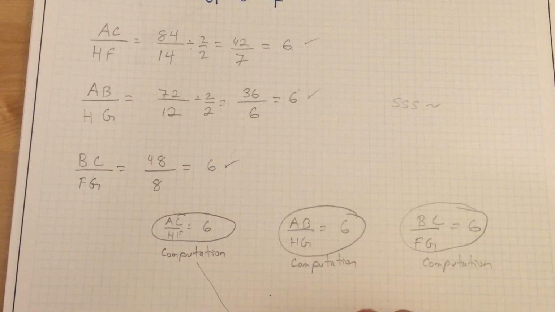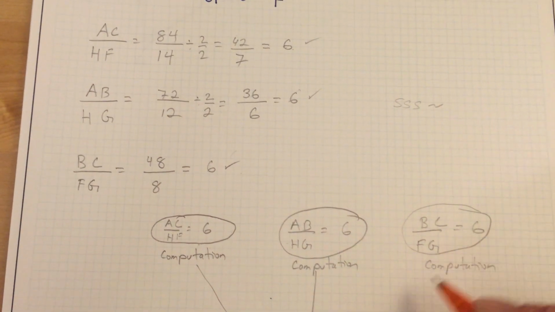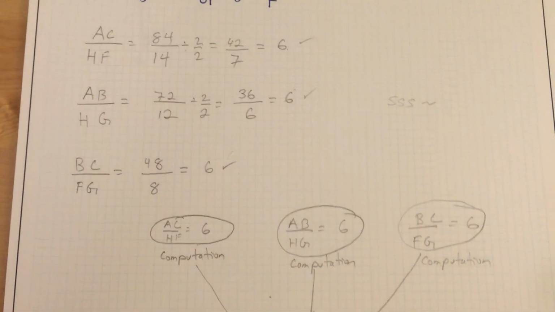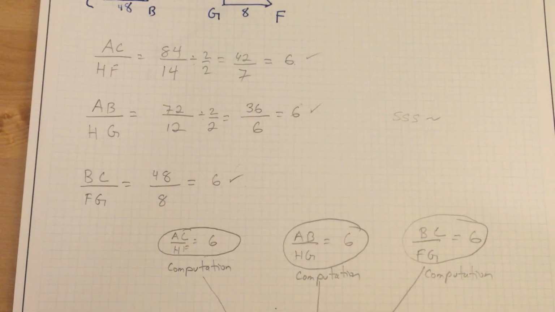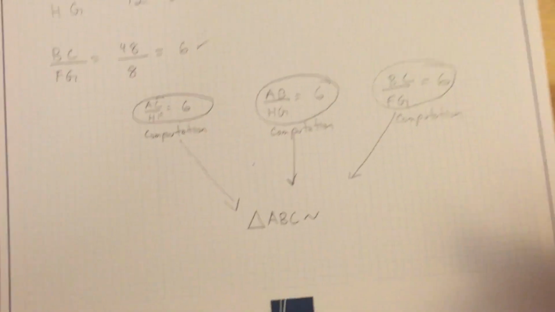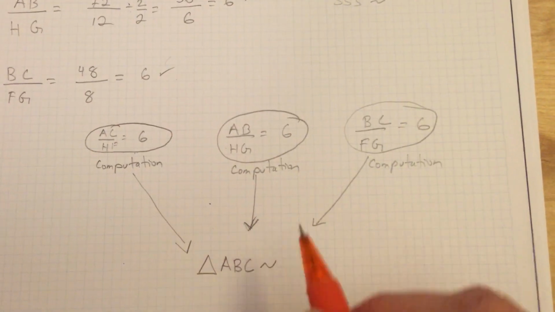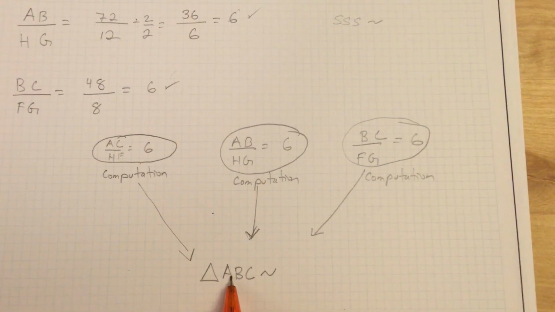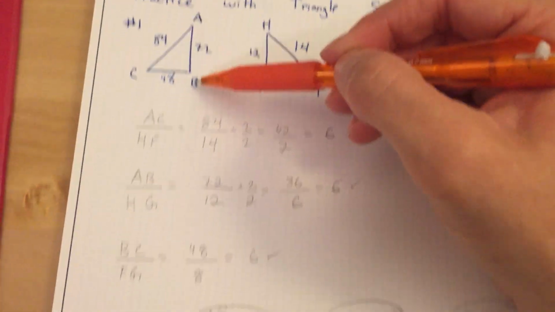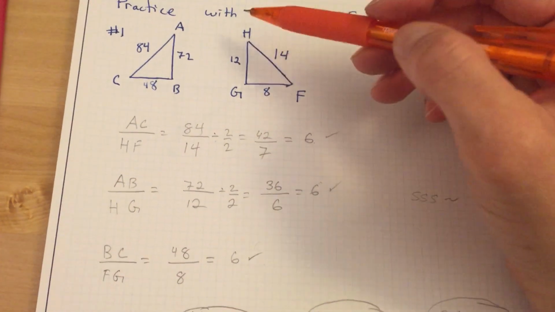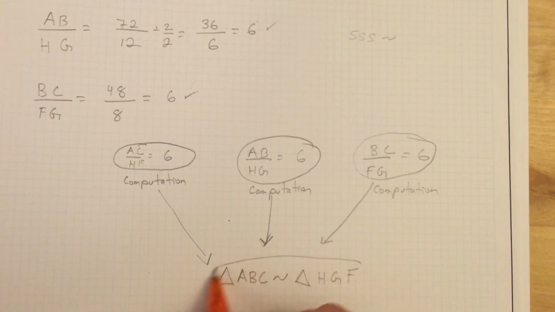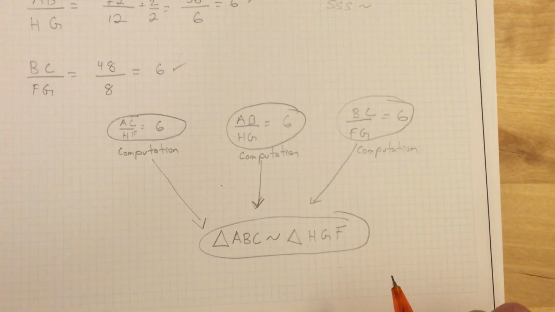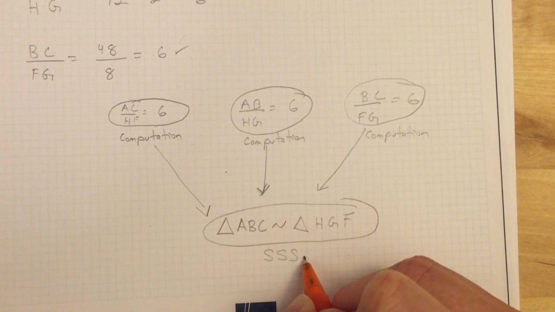Okay? So if I have all three of these, so these are all three sides, I'm going to draw an arrow coming from these bubbles to the main thing. So what's the main thing? I'm proving that triangle ABC is similar to triangle HGF. Why are these similar triangles? By SSS similarity.